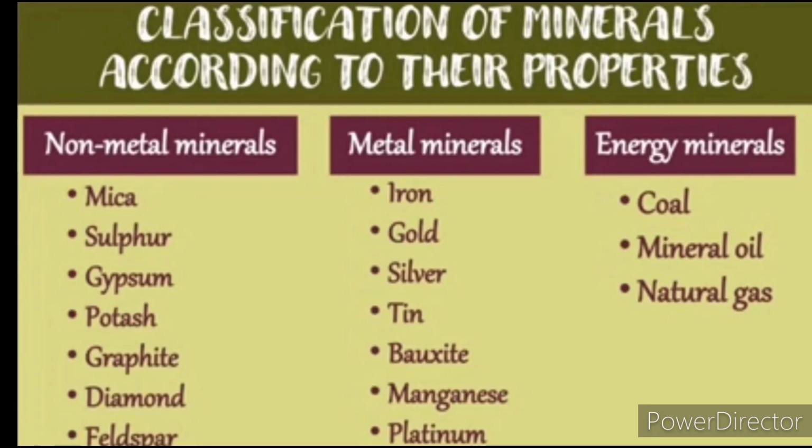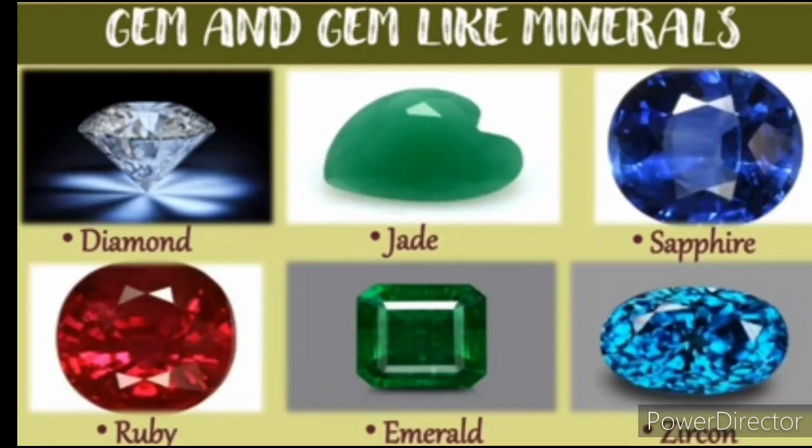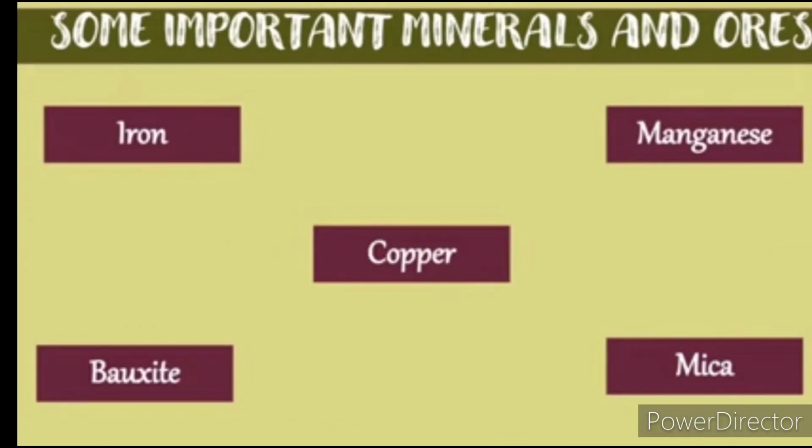Let's see what gems and gem-like minerals are. Some very important minerals like diamond, ruby, sapphire, emerald, jade, zircon are used as gems. Gems are in great demand. आपण राशींचे काही खडे बघतो बाळांनो, यालाच इंग्रजीमध्ये सायंटिफिक भाषेमध्ये जेम्स म्हणतात की ज्यांची मागणी खूप जास्त प्रमाणामध्ये असते.